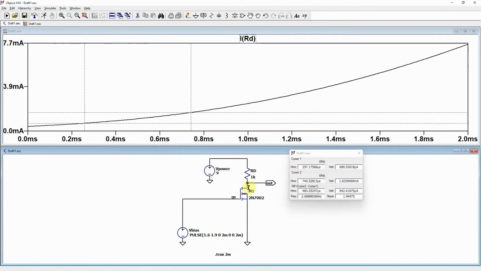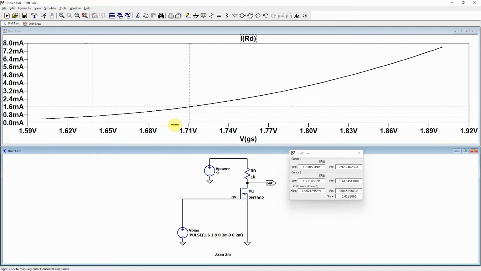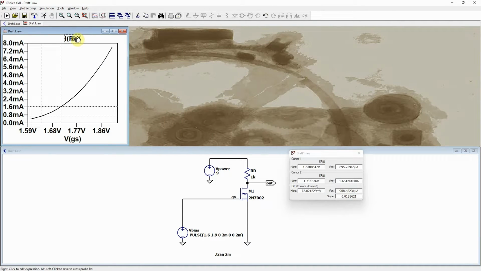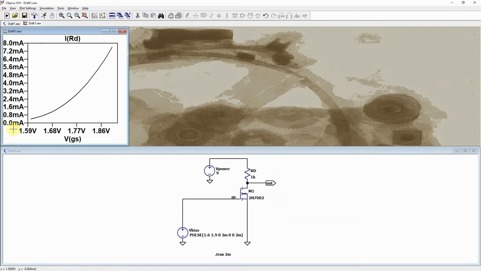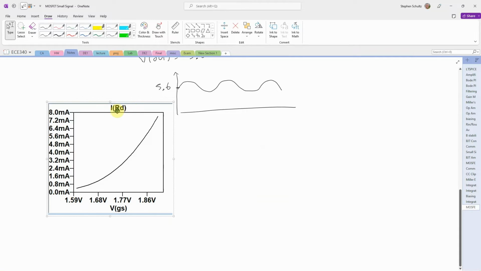Now if I run this and look at the current as a function of this node, called GS, you see that this is sweeping up. So let's make this a little smaller, and I'm just going to copy this over. So this is my current through my transistor as a function of the voltage.